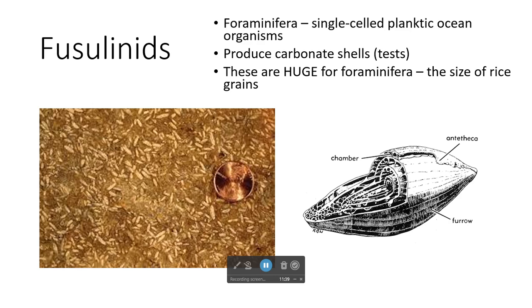Typically they're microscopic, so you can't see them unless you look at them under a microscope, or they look like very, very fine sand grains. But these ones are kind of football shaped. So on the right is an image of what their tests or their shells might look like. They have these chambers inside that the organism itself, the single-celled organism, lives in. And then on the left is just a photo of some of these rice grain fusulinids in the rock itself.